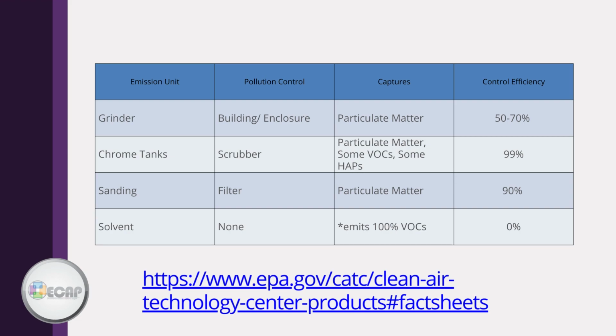If you cannot find the control effectiveness or efficiency, the EPA has a list of fact sheets for many different types of control devices that cover control effectiveness efficiencies at this link on the slide. This simple technique of breaking down each emission unit, associated controls, pollutants captured, and control efficiency is a great way to ensure your PTE is accurate.